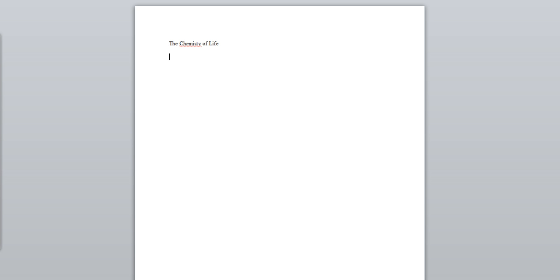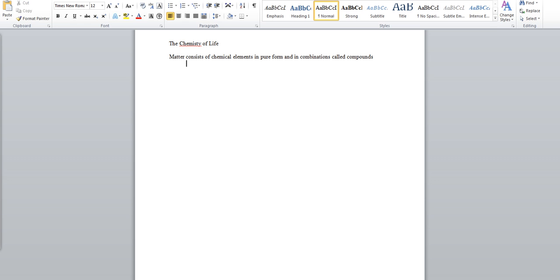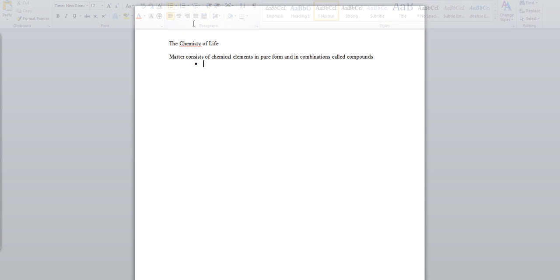Well, the first important concept, for this lesson at least, is that matter consists of chemical elements in pure form and in combinations called compounds. So, for example, let's bullet point this. Matter is anything that can take up space and has mass.